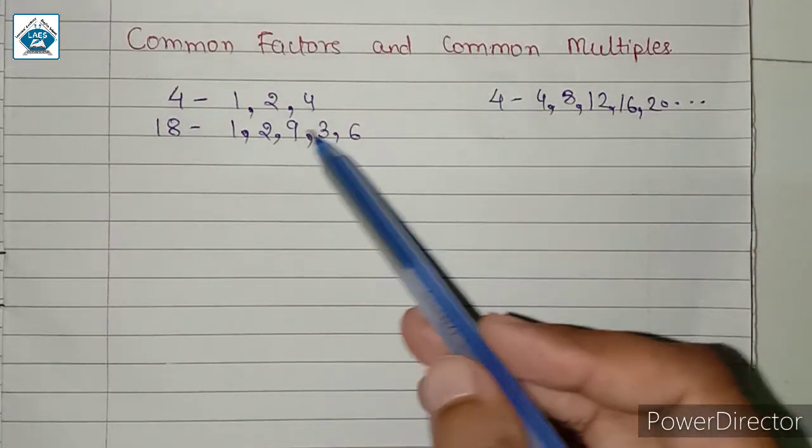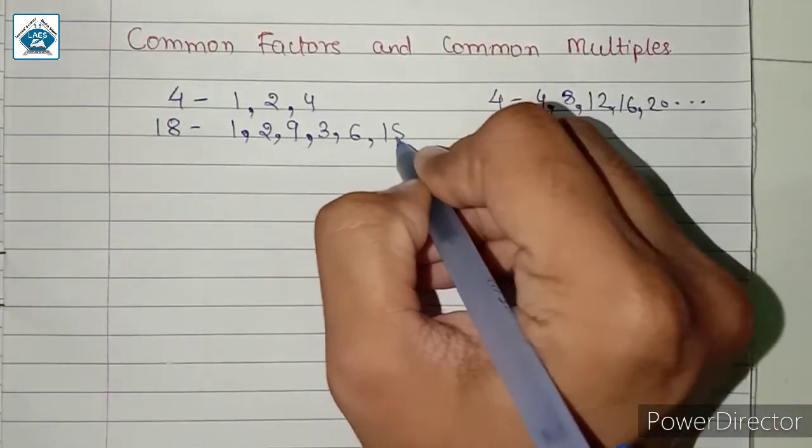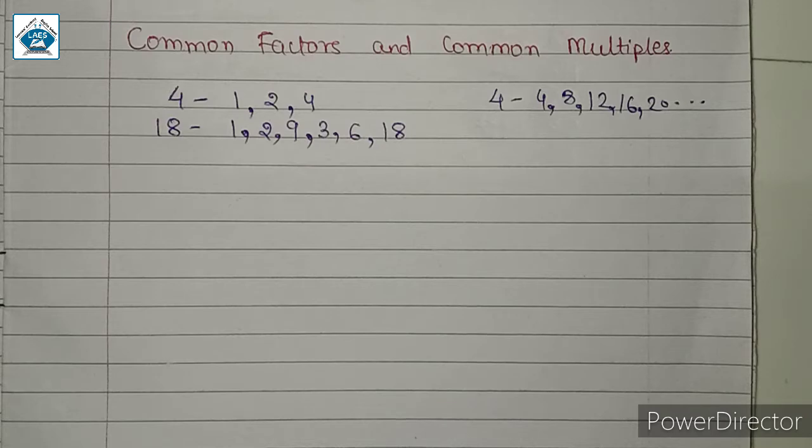Therefore 3 is also a factor of 18 and 6 is also a factor of 18. Next, 7 is not a factor of 18 because 18 doesn't come in the table of 7, nor in the table of 4. Similarly for 5, 8, 10, 11, 12 and so on. Then we have 18, because 18 comes in the table of 18. So these are the factors of 18.